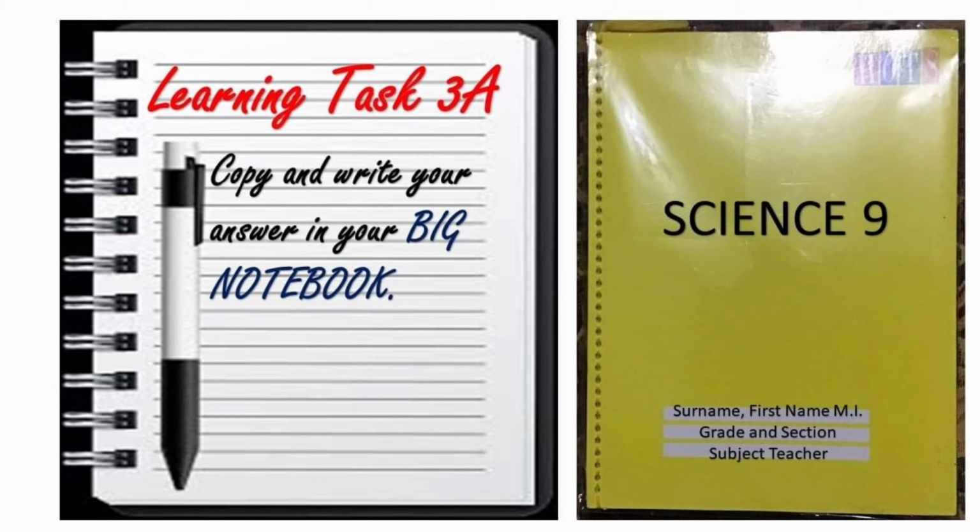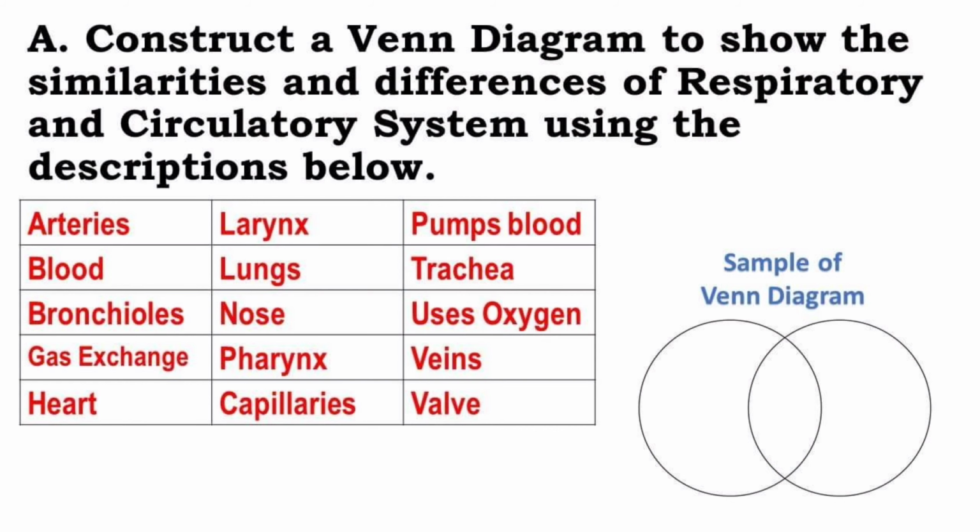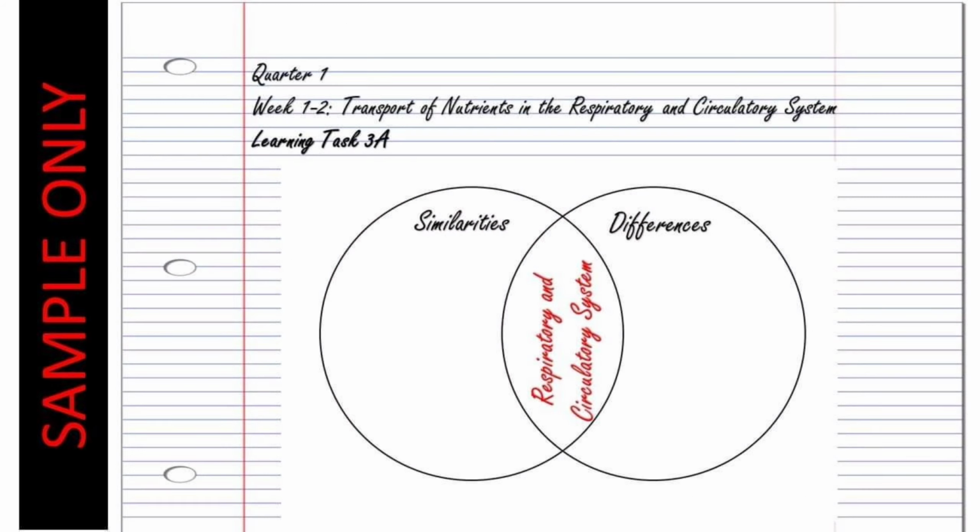For the third learning task, again, we will be using your big notebook. You will construct a Venn diagram to show the similarities and differences of respiratory and circulatory system using the descriptions below. Please be guided with our example of Venn diagram.